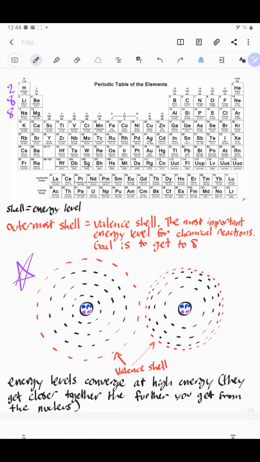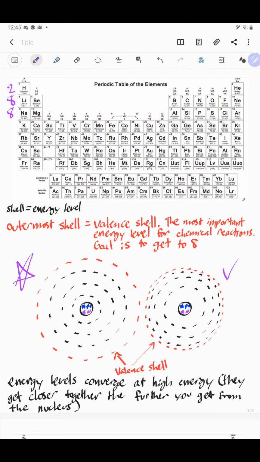But I do want to point out that technically it's more accurate to draw it like the one on the right here, because something that is true about energy levels is that they converge at high energy levels. So high energy levels converge at high energy, meaning they get closer together the further you get from the nucleus. The further you get from the nucleus is the higher the energy level, and the closer each energy level comes to one another. So technically, an atom is going to look more like this one on the right.